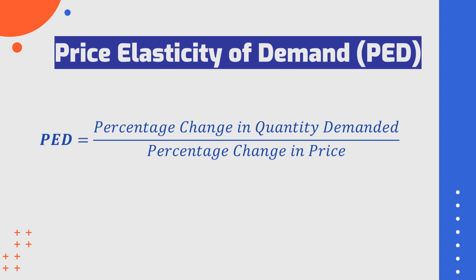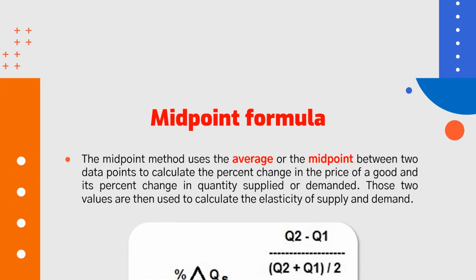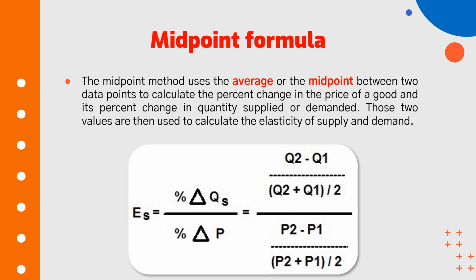This is a conventional, traditional price elasticity of demand formula, and the price elasticity of supply resembles it. The basic point is not to confuse the equations, so if you have to calculate the price elasticity of supply, work with the supply equation. But in this case, we're going to be utilizing something which is called the midpoint method, which uses the average or the midpoints between two data points to calculate the percent change in the price of goods and its percent change in quantity supplied and demanded.